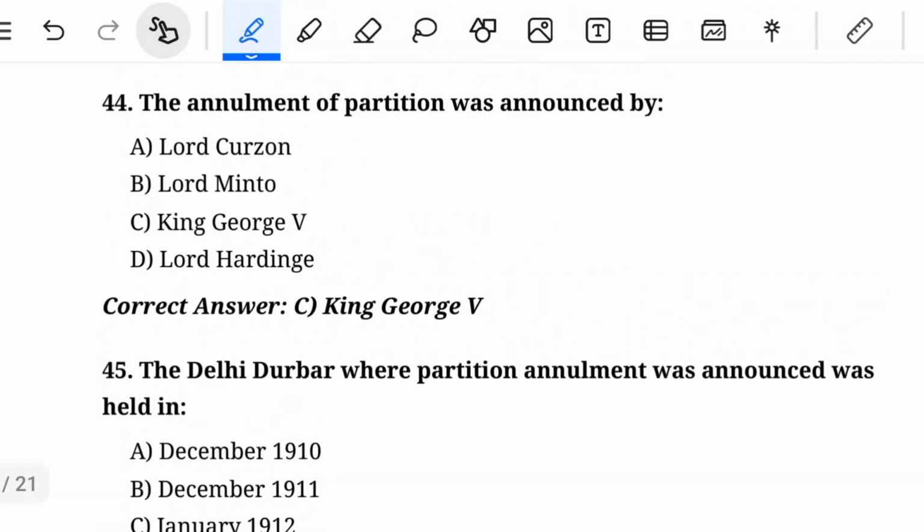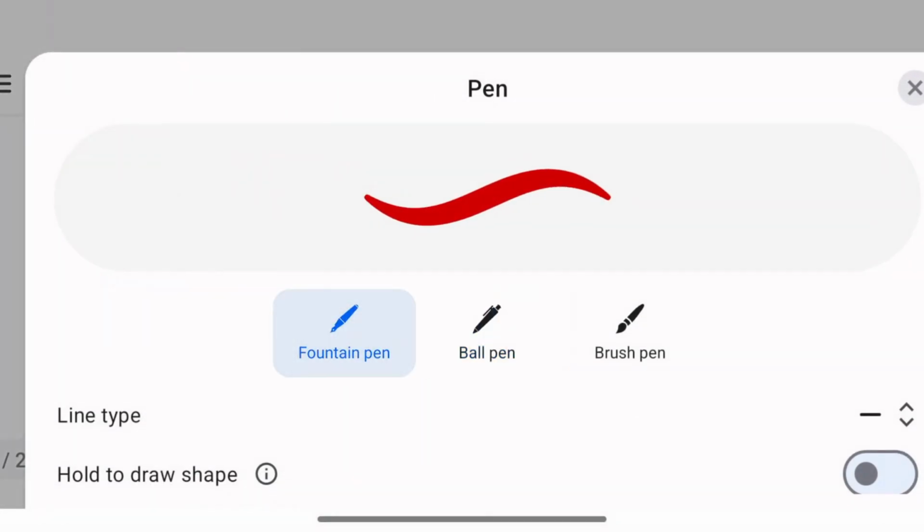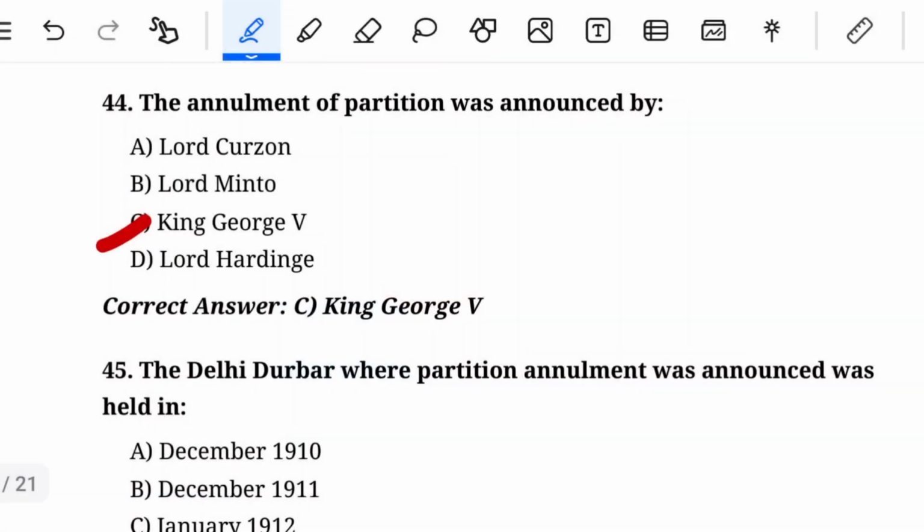44. The annulment of partition was announced by A. Lord Curzon, B. Lord Minto, C. King George V, D. Lord Hardinge. Correct answer C. King George V.